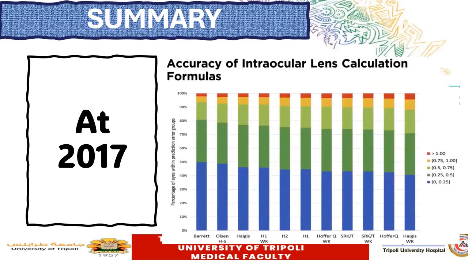So this study shows that the Barrett Universal 2 is the most accurate among the most popular 7 IOL calculation formulas available in the market, and it shows a high degree of accuracy and prediction of post-operative IOL calculation power.